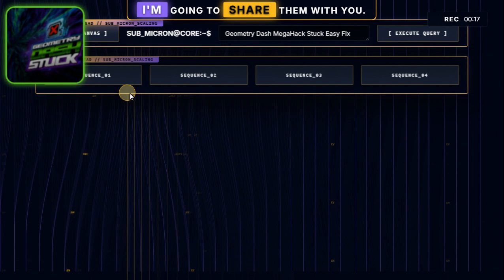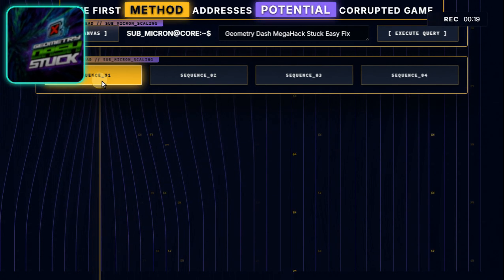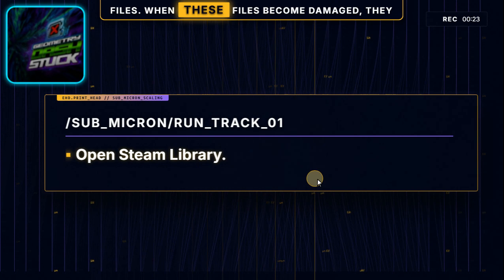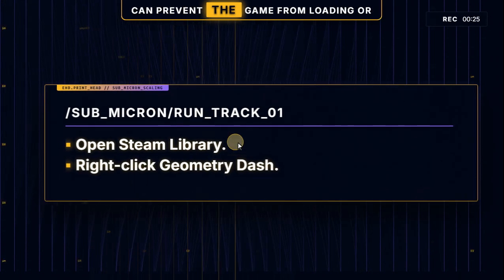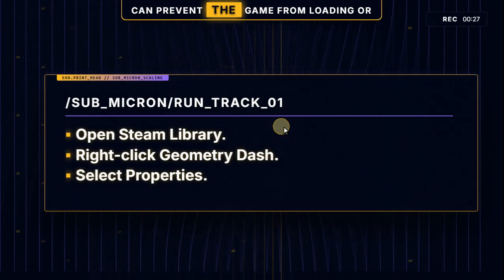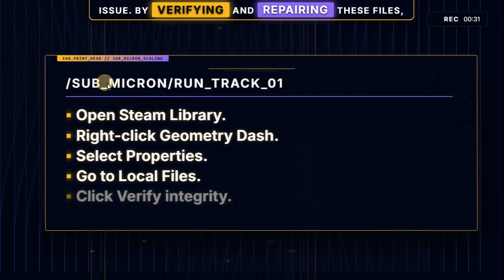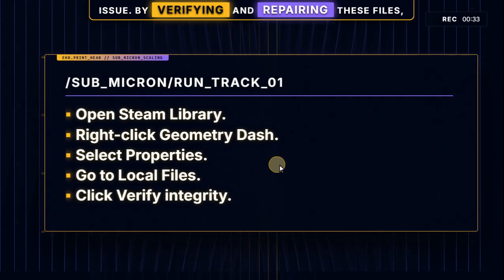The first method addresses potential corrupted game files. When these files become damaged, they can prevent the game from loading or running essential functions, leading to the stuck issue. By verifying and repairing these files, we ensure the game's integrity.